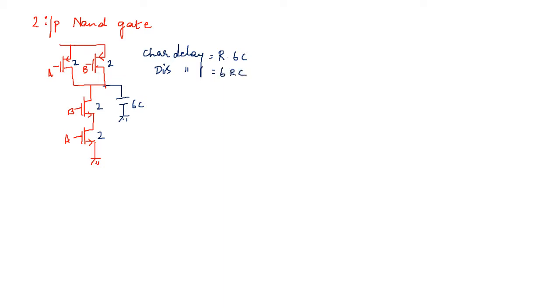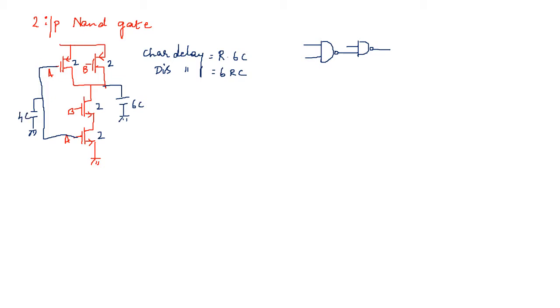So now what happens if we cascade this 2-input NAND gate with another 2-input NAND gate? As in, it looks something like this. You have a 2-input NAND gate here. So now you cascade another 2-input NAND gate. As you can see here, the input capacitance here will be equal to 4C. The contribution from the NMOS here will be 2C, and the contribution from the PMOS here will be 2C. Therefore, the effective capacitance at this point will be 4C. So that is the input capacitance of a 2-input NAND gate.